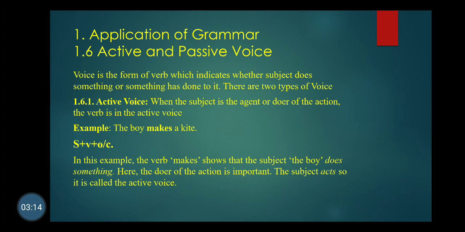Can you tell me what is meant by active voice and what is meant by passive voice, and how to identify active voice and passive voice? Do you have any specific answer? First, we are discussing active voice. What is active voice, why it is called active voice, and what function is performed by active voice in the sentence? Okay, let's see.